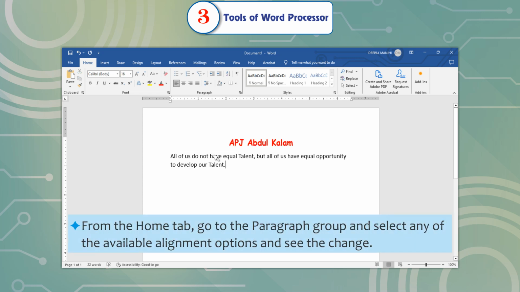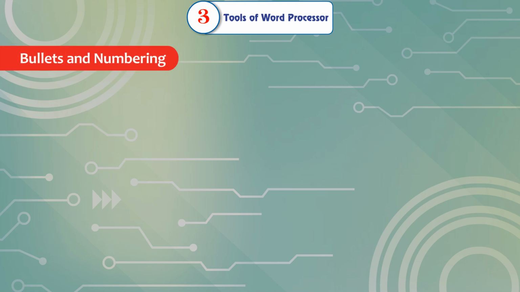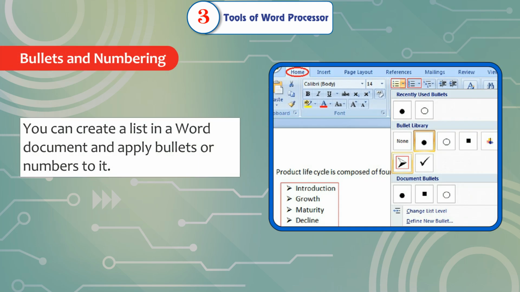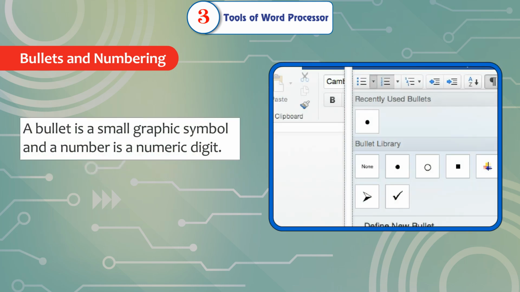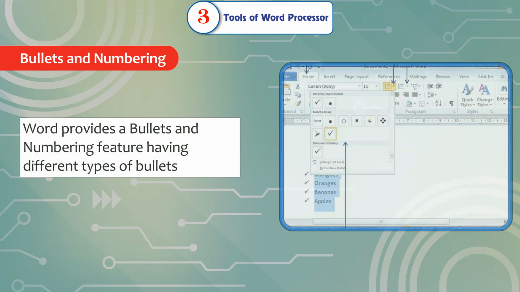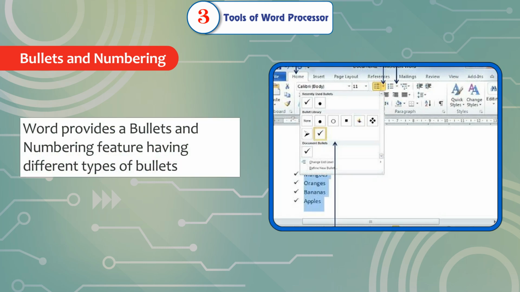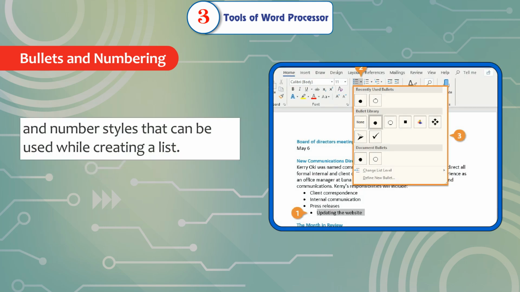From the Home tab, go to the Paragraph group and select any of the available alignment options and see the change. Bullets and numbering. You can create a list in a Word document and apply bullets or numbers to it. A bullet is a small graphic symbol and a number is a numeric digit. Word provides a bullets and numbering feature having different types of bullets and number styles that can be used while creating a list.